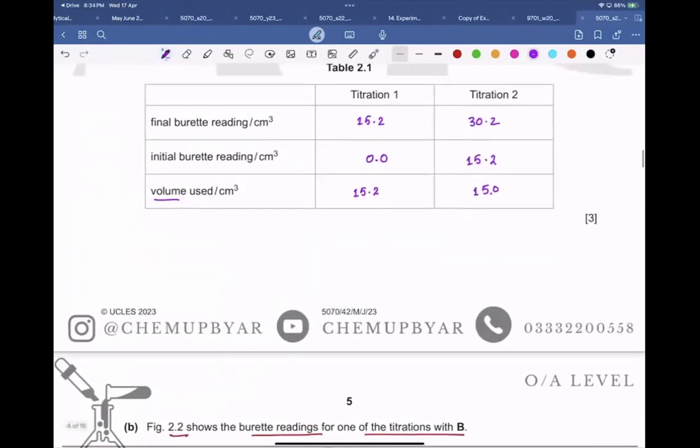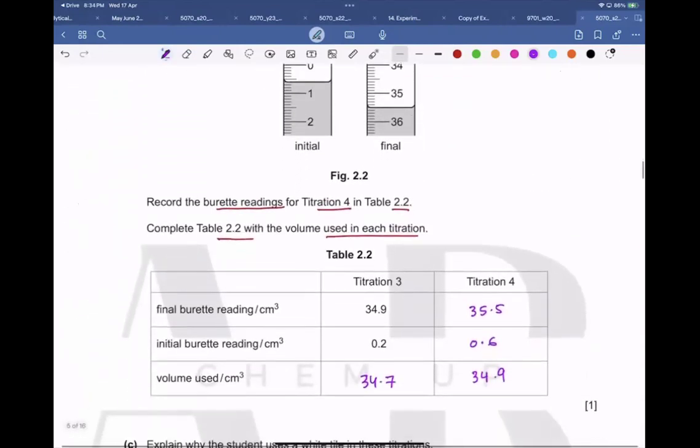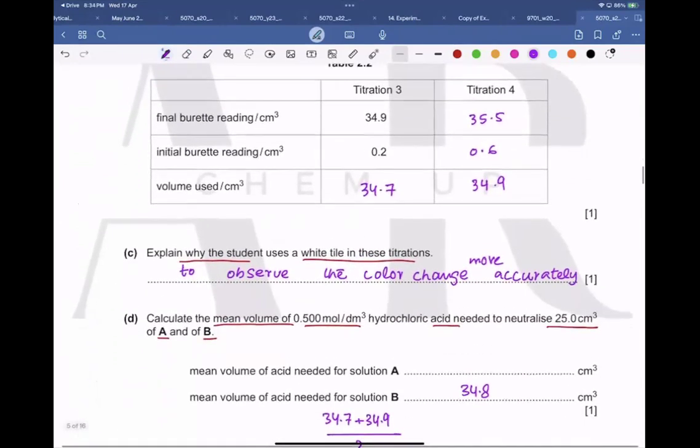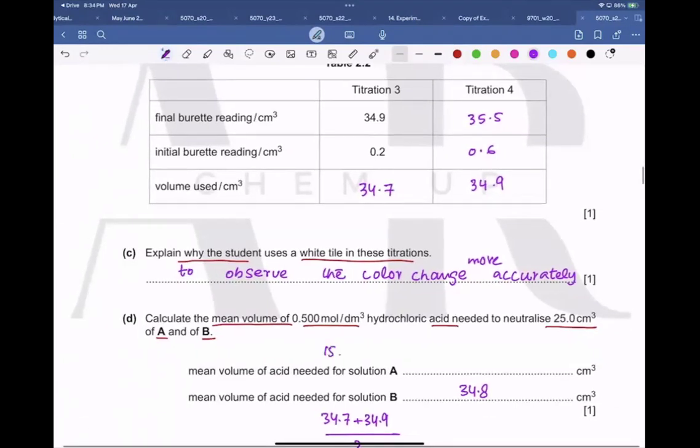And here the values are 15.0 and 15.2. Yeah, Yasir, more accurately will be needed or necessary to write. Yes. So it's 15.0 plus 15.2 divided by 2. So you will get 15.1.